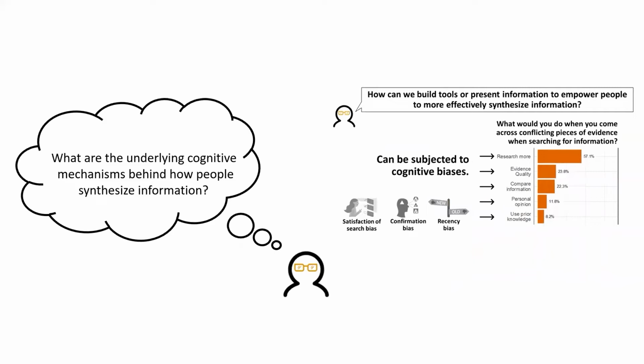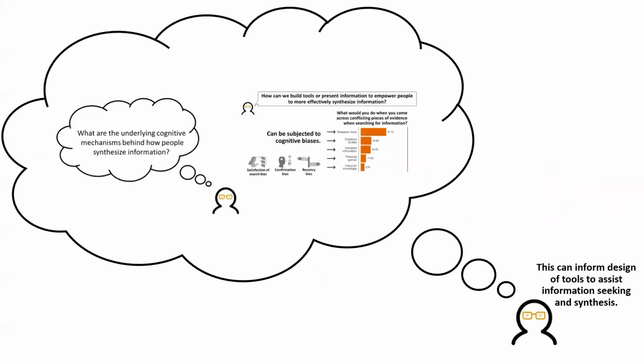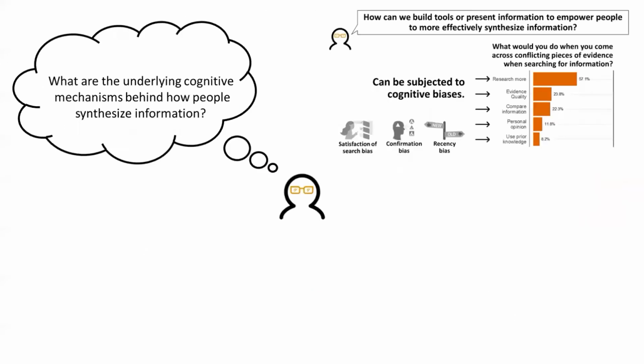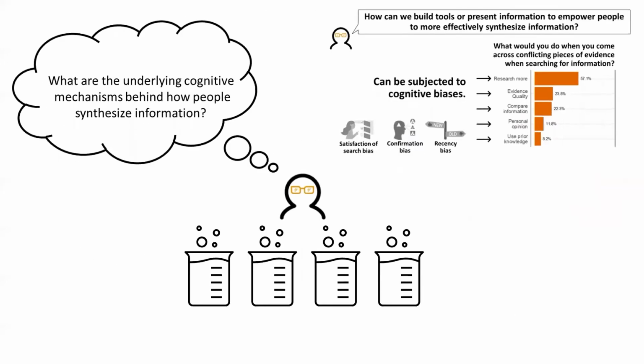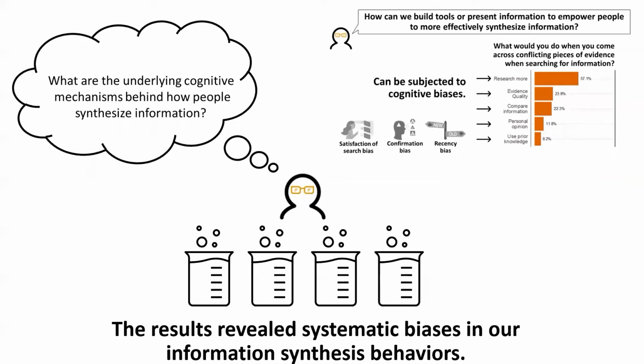But before that, we need to investigate the underlying cognitive mechanisms behind how people synthesize information. This will allow us to build a model around potential systematic biases in people's information synthesis behaviors and inform our design of tools to assess information seeking and synthesis. Towards this goal, we conducted a series of experiments where we asked participants to synthesize information and report their mental representation of the information. The results reveal systematic biases in our information synthesis behaviors.